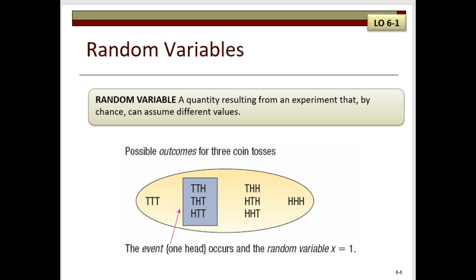Now I want to cover random variables. A random variable is a value or number that results from an experiment that by chance can take on different values. We usually use the letter x to denote a random variable. So in the coin tossing experiment we discussed in the previous slides, the random variable of the experiment is the number of heads that will appear in the 3 tosses of a coin. The possible values are 0, 1, 2, or 3.